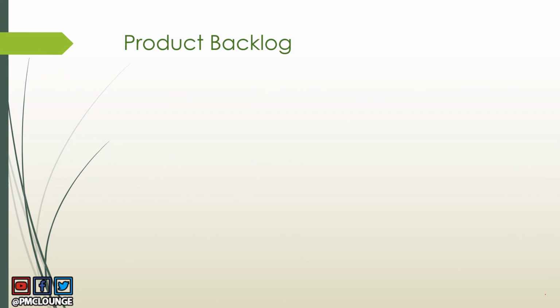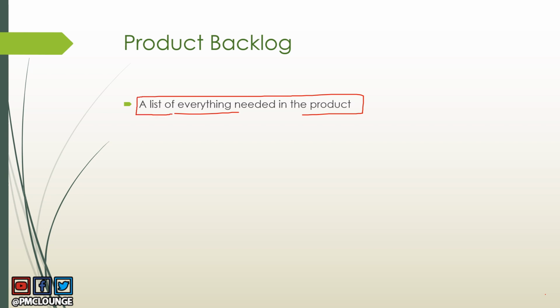So let's talk about the product backlog. Product backlog is essentially the list of everything needed in the product. Now, this is a very wide definition, right? What do you mean by everything needed in the product? This means all the features, all the bug fixes, all the possible future enhancements, everything that is needed in the product is actually part of the product backlog.